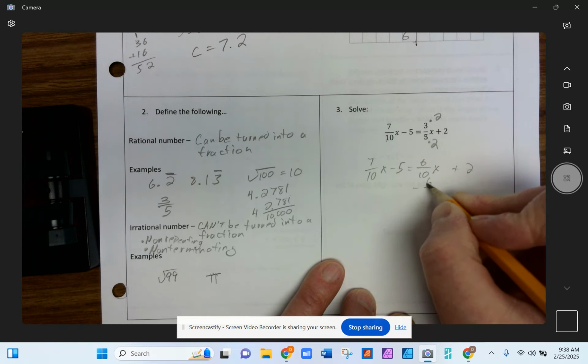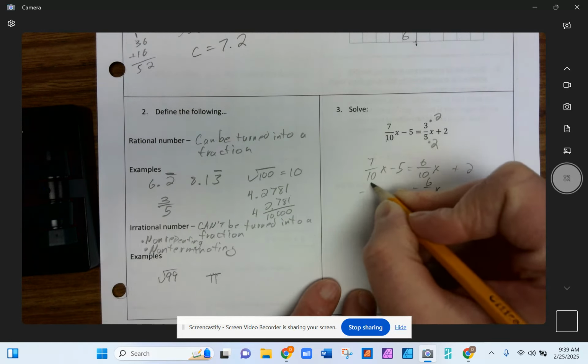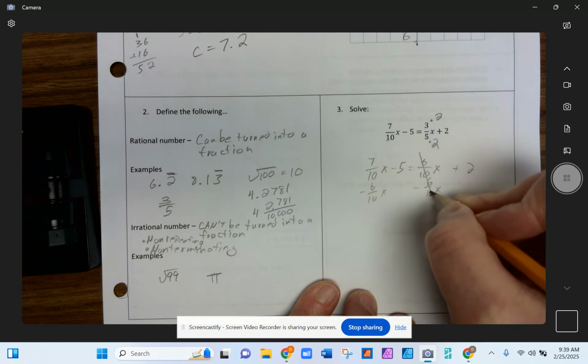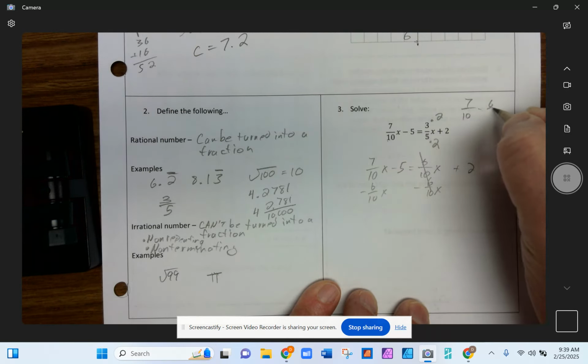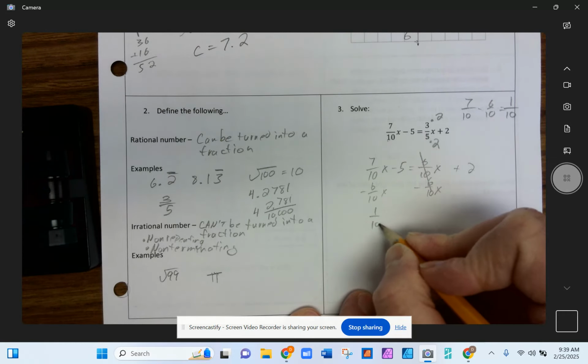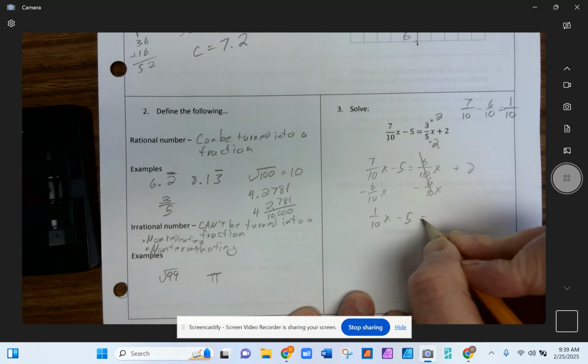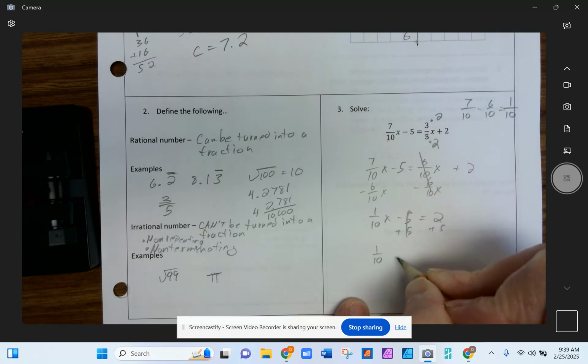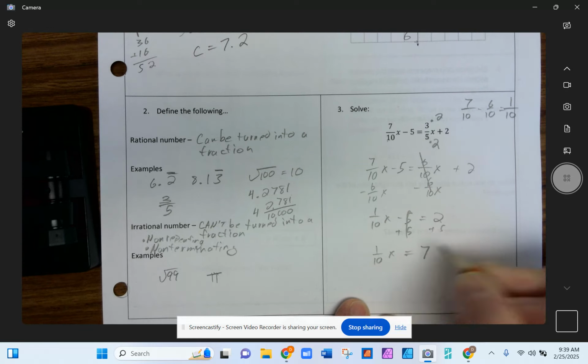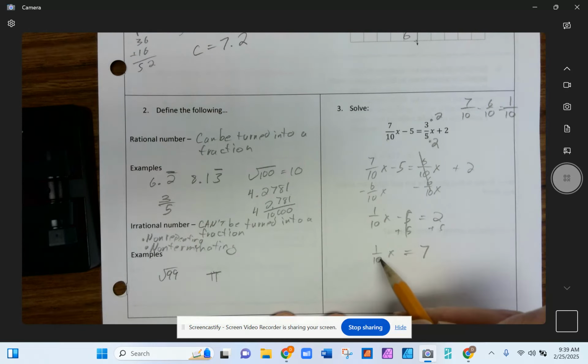Now I'll subtract that 6/10 x on both sides. Okay, now 7/10 minus 6/10 is going to get you to 1/10. So 1/10 x minus 5 equals 2. We'll add 5 to get 1/10 x equals 7. And now the idea here is what times 1/10 is 7? In this case, it is 70.